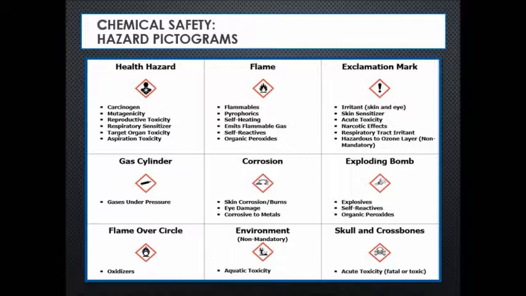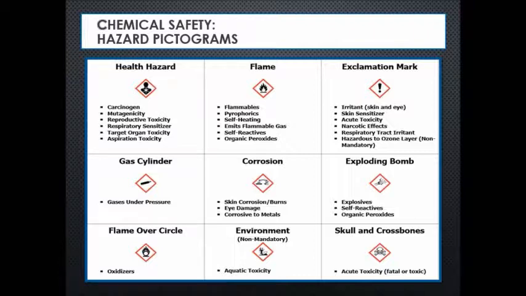Gas cylinders indicate that the contents are under pressure. The corrosion symbol tells us that this chemical can cause damage to skin, eyes, or even some metals. Common corrosives include things like Drano or lye. The exploding bomb indicates that the material is potentially explosive.